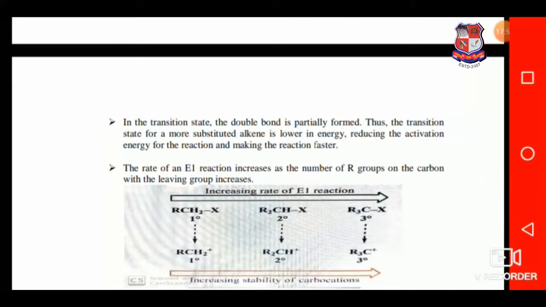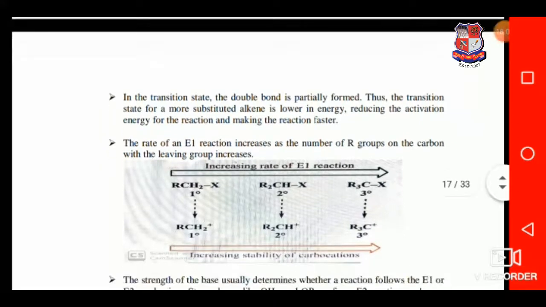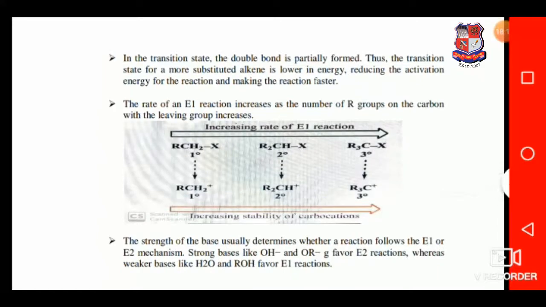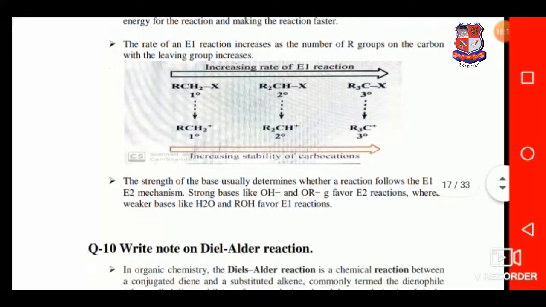In the transition state, the double bond is partially formed. Thus, the transition state for a more substituted alkene is lower in energy, reducing the activation energy for the reaction and making the reaction faster. The rate of E1 reaction increases as the number of R groups on the carbon with the leaving group increases. This is the example for that.